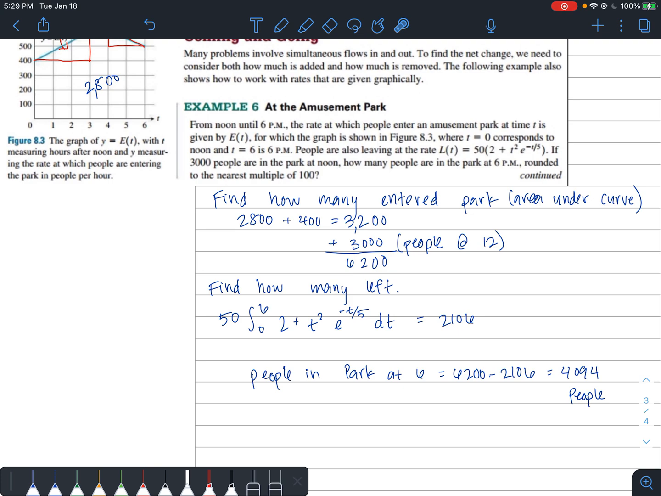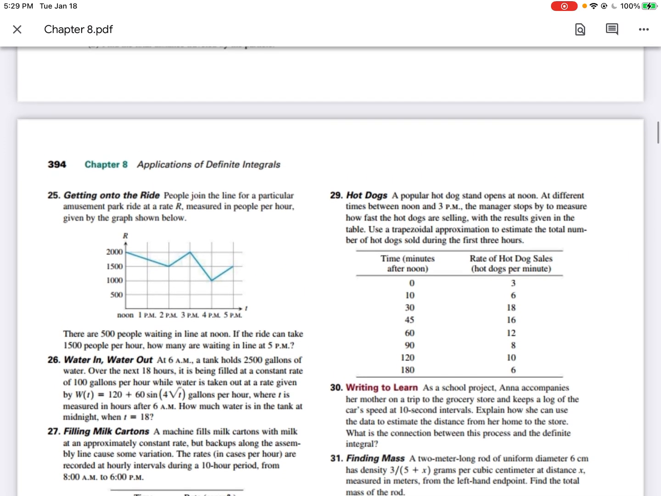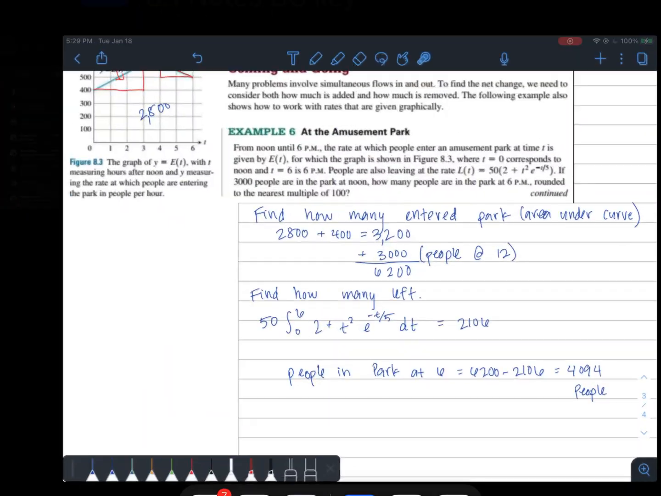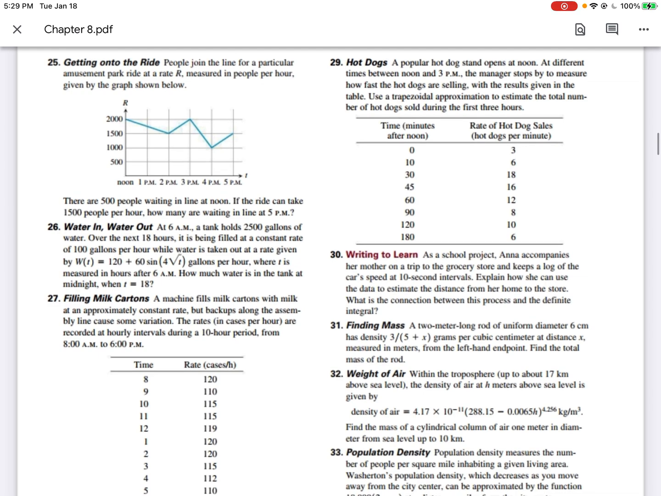Okay, so you're going to have a problem very similar to that right here on 25. Getting onto a ride is talking about people who jump in a line and jump out of a line, or essentially already go through the line and jump onto the ride. But it's a very similar problem, so keep that in mind. One other thing I wanted to note, 26. Keep in mind 26 is probably as difficult as your problems are going to be.